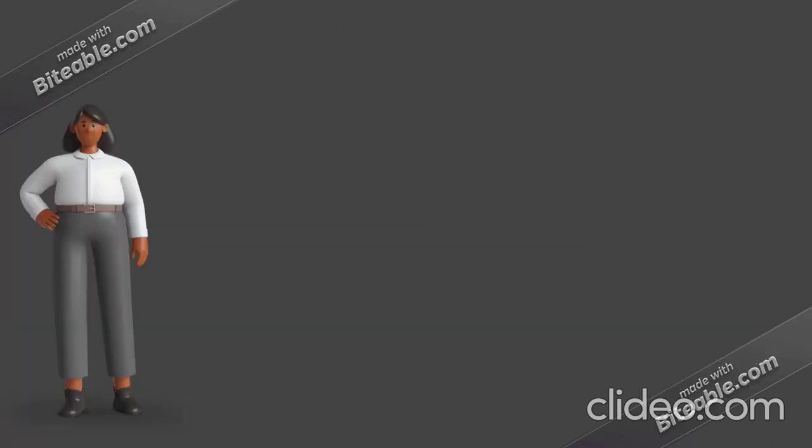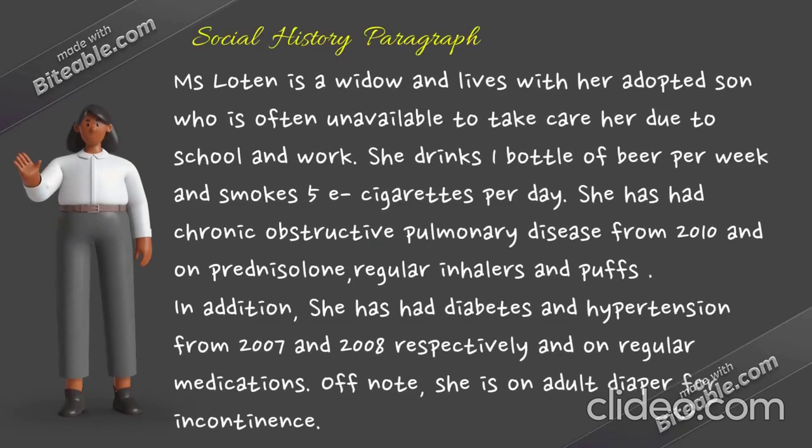Next, we will move to the social paragraph. Ms. Loten is a widow and lives with her adopted son, who is often unavailable to take care of her due to school and work. These are all personal histories. She drinks 1 bottle of beer. So as I told you, when I read the question, only what she is presently drinking and smoking is needed. So she drinks 1 bottle of beer per week and smokes 5 e-cigarettes per day.